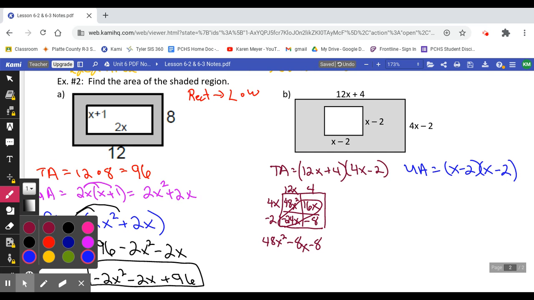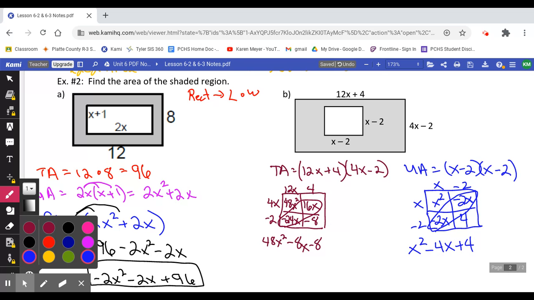So we've got to make another box for these. So x minus 2, x minus 2. And then x times x is x squared. x times negative 2 is negative 2x. Negative 2 times x is negative 2x. And negative 2 times negative 2 is positive 4. So then we're looking at x squared. Combine your like terms. So negative 2x minus 2x is negative 4x plus 4.